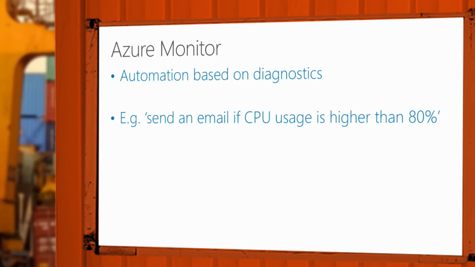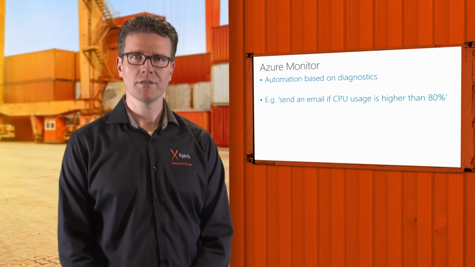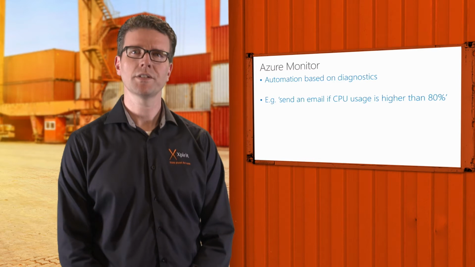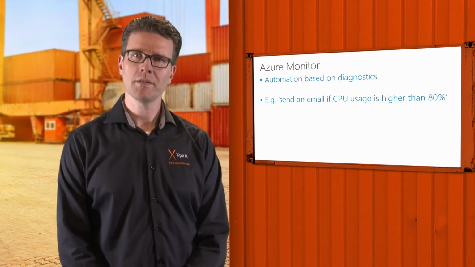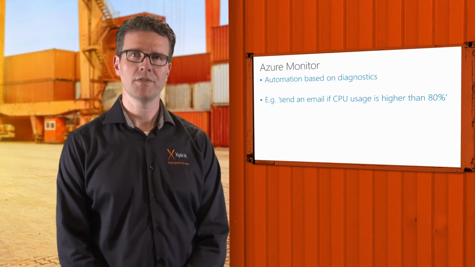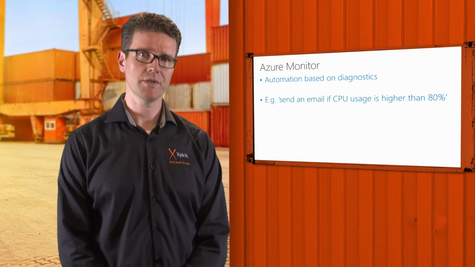A different tool to monitor resources in Azure is called Azure Monitor. The most important feature of Azure Monitor is automation. This means that you can trigger actions to execute based on diagnostics information. For example, you could send an email to the subscription administrator if the CPU use percentage of a virtual machine crosses 80%.